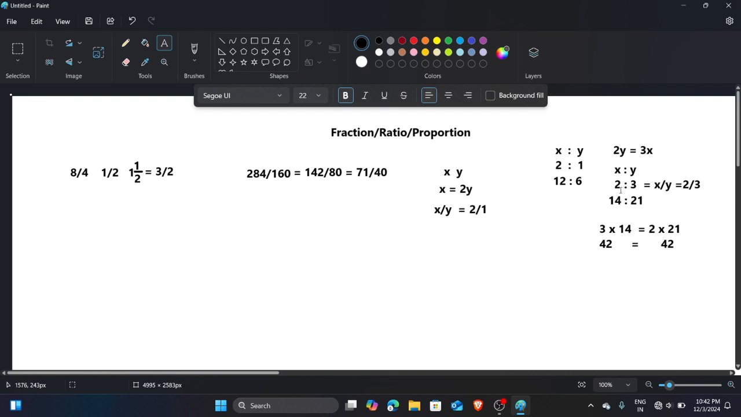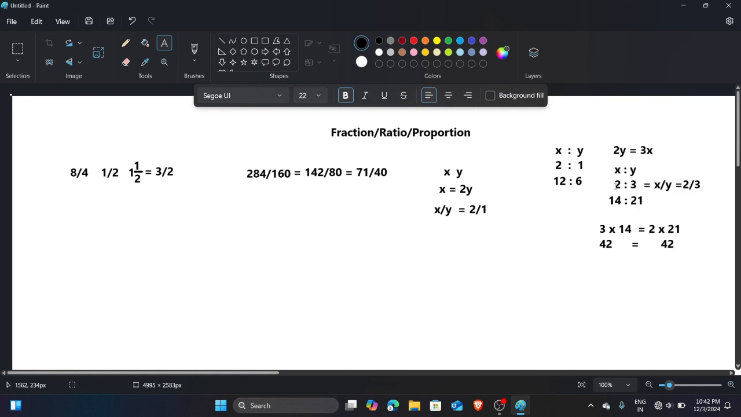Sorry, in ratio form it is 2 ratio 3. Like x and y, the ratio of x and y is 2 ratio 3. It means that if x is any number, then when you divide it by 2 and multiply it by 3, you get the number of y.